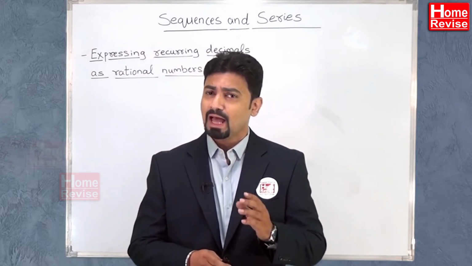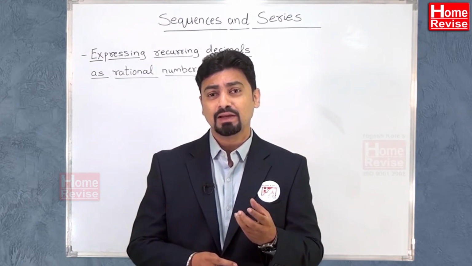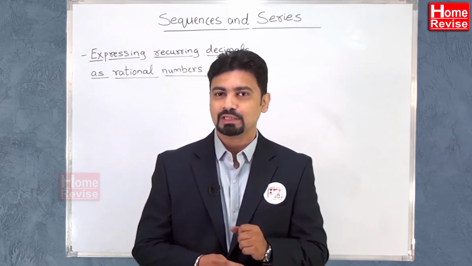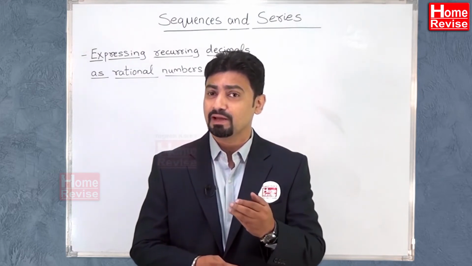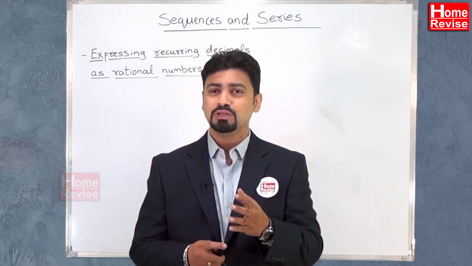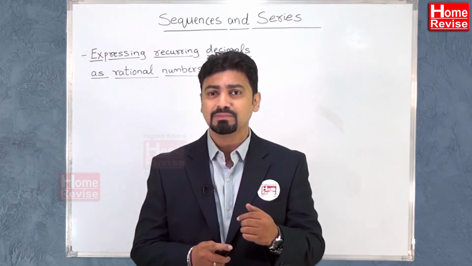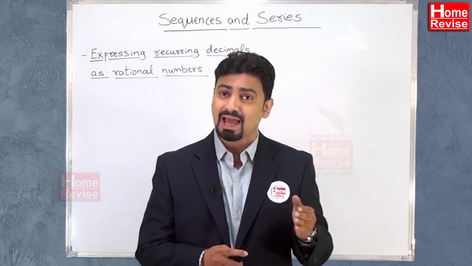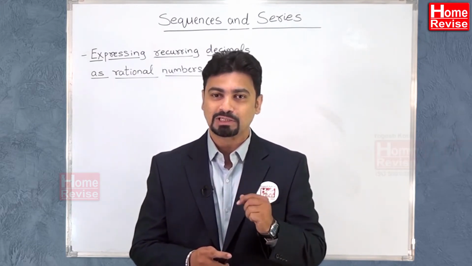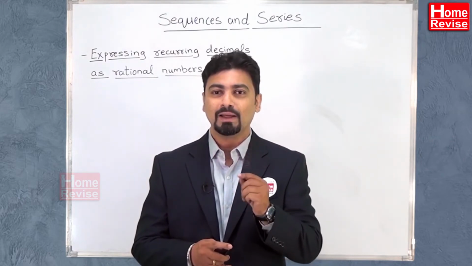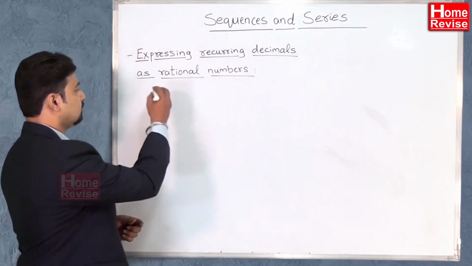Let us now see the application of geometric progression, that is GP, for expressing recurring decimals as rational numbers. We have already learned in previous standards how to express recurring decimals as rational numbers using some basic operations. Now we can actually express recurring decimals as a GP series and then find the sum to infinity to convert it into rational numbers. Let us see how we do that by taking a few examples. Let us take our first example.